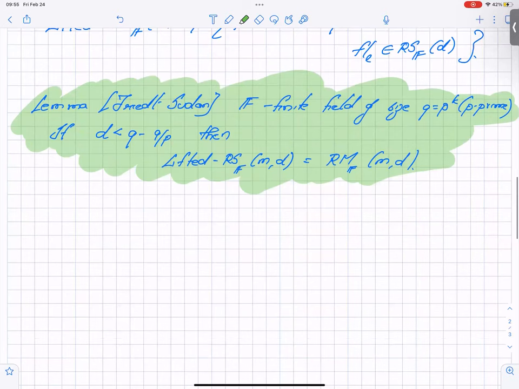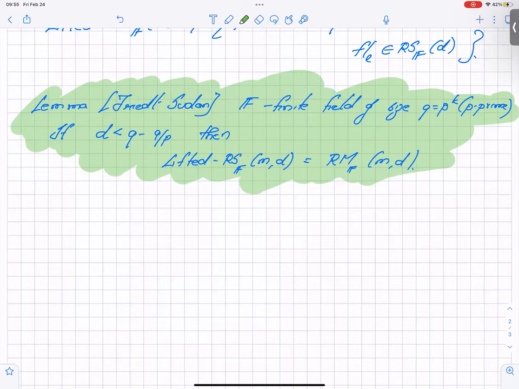By the way, I'm not going to prove the lemma. This lemma was proved in the last lecture. And that characterization is fine, in the sense that that constraint is tight: T equals Q minus Q by P. We saw a counterexample to this. There were examples of lifted exponential codes which were not Reed Muller codes.